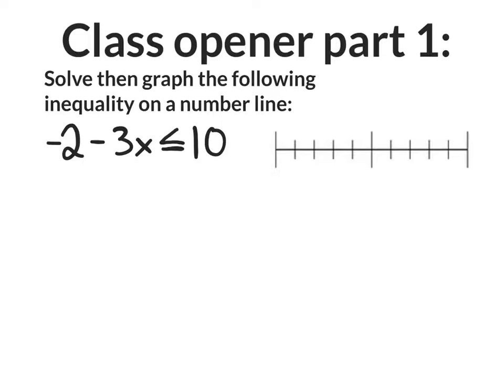So adding 2 is the correct first step. You're going to go plus 2 here and plus 2 over here. You're going to rewrite your inequality. It's negative 3x is less than or equal to 12.